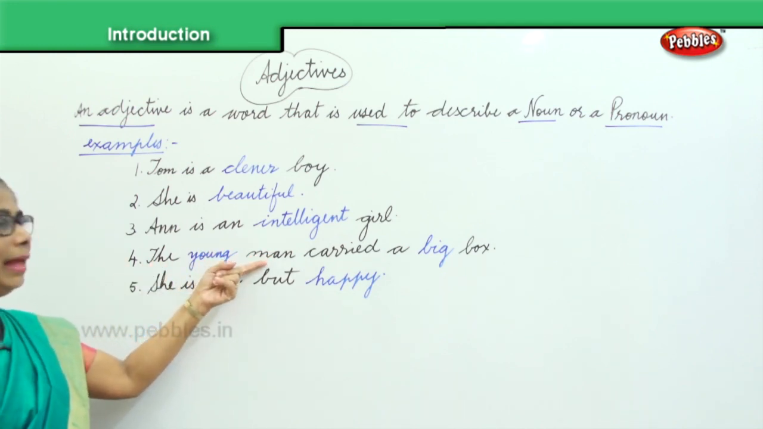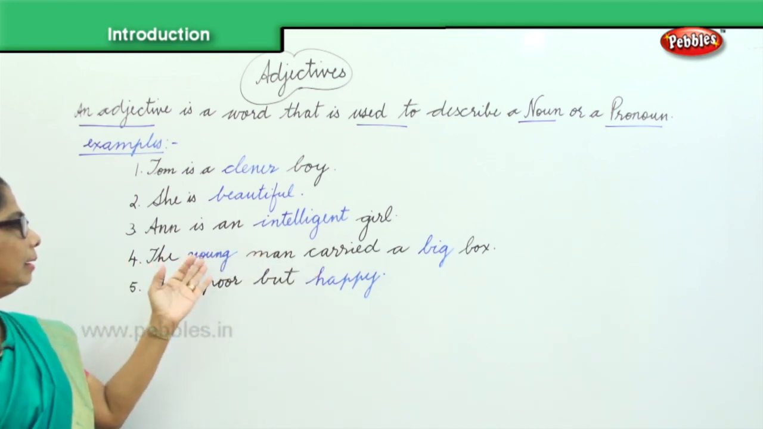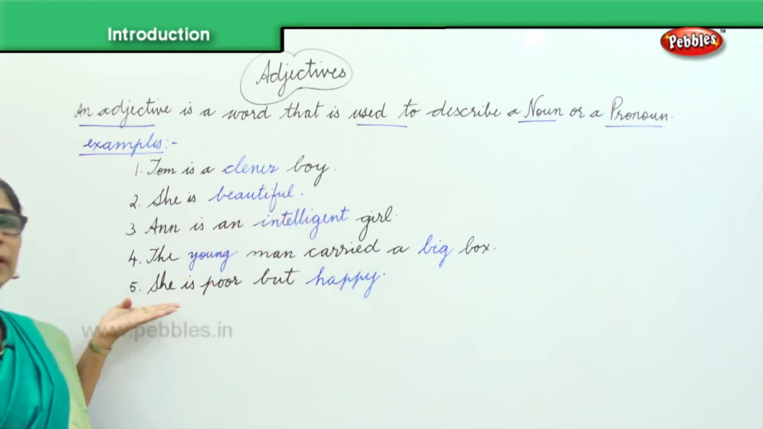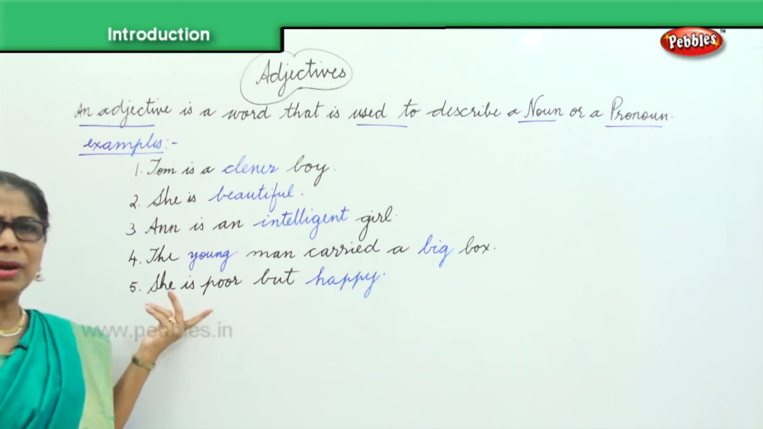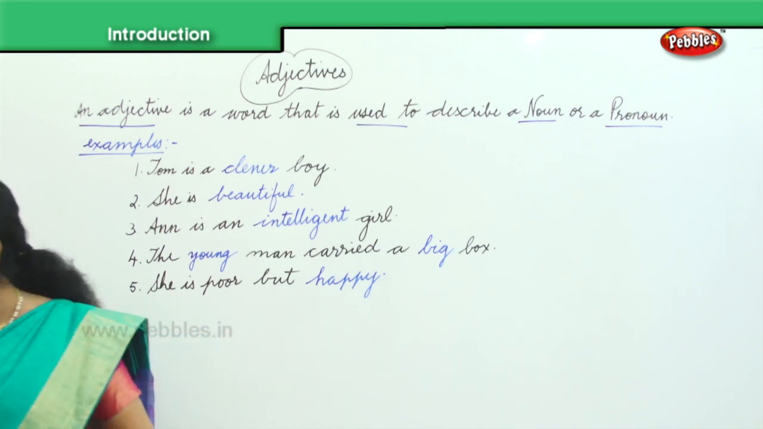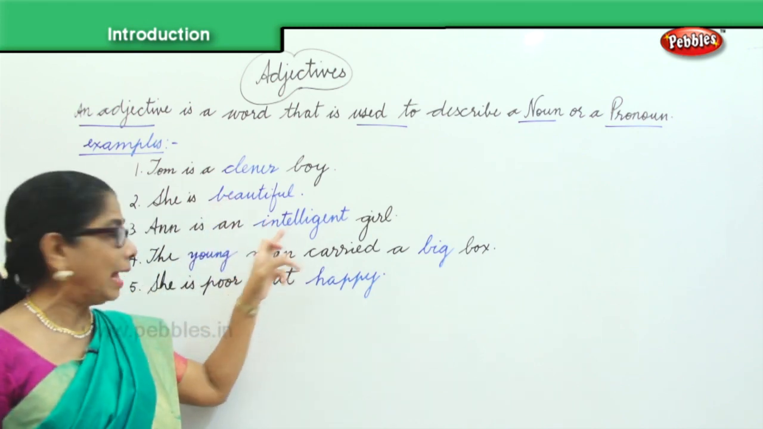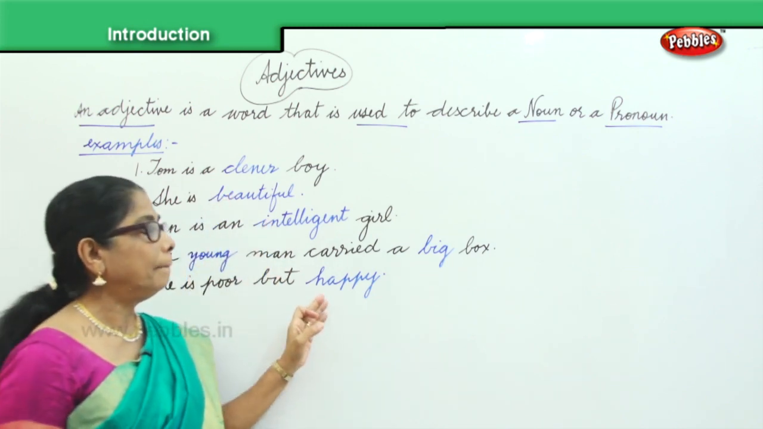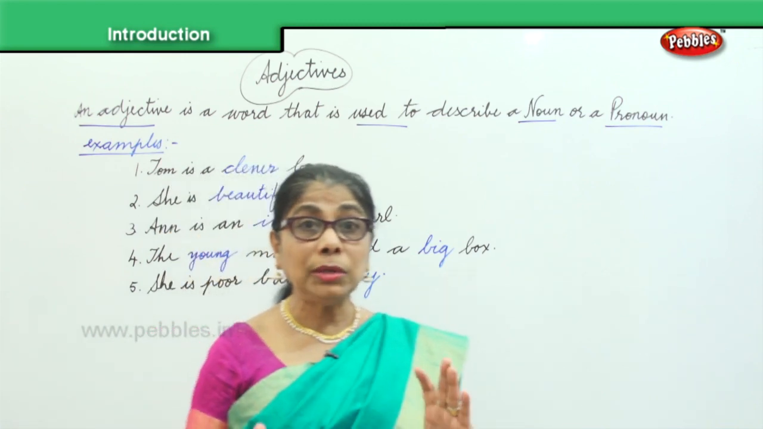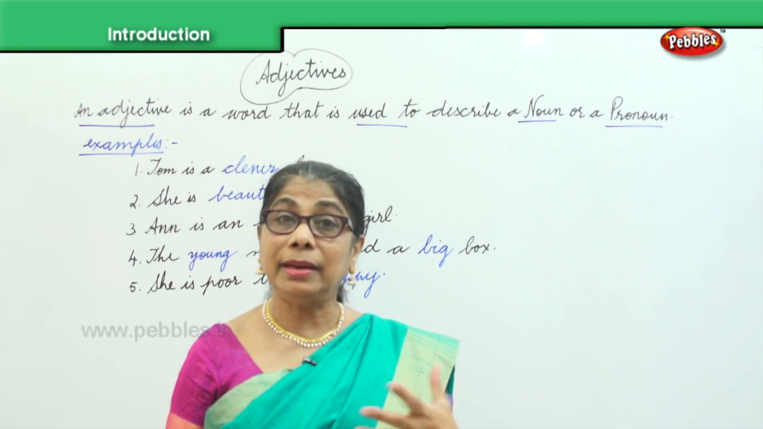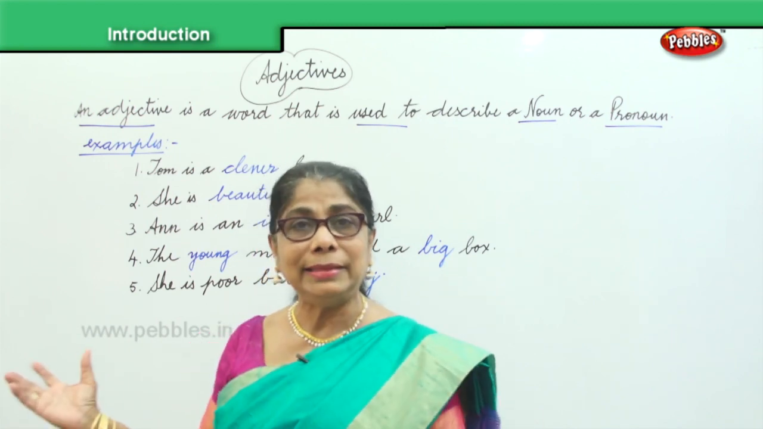Now, what about the young man? The young man carried a big box. What about she? What is she? She is poor, but she is happy. So the words clever, beautiful, intelligent, young, big and happy, they all say something more. They describe the noun and the pronoun in these sentences.